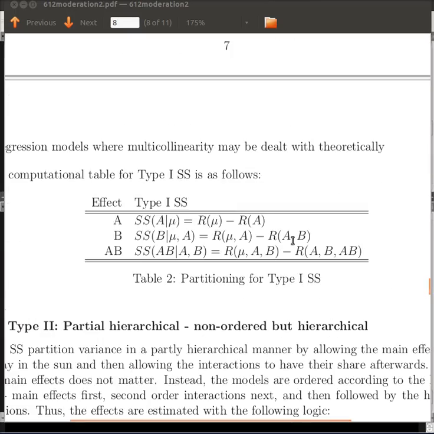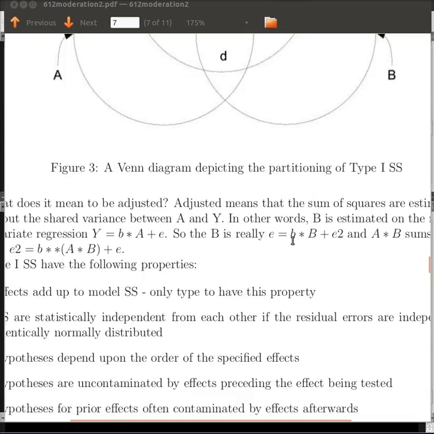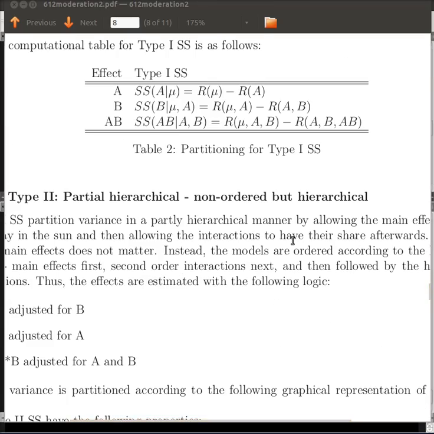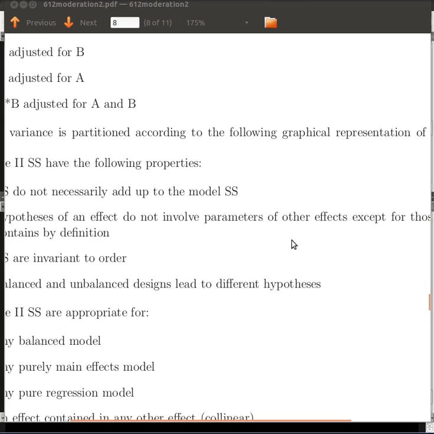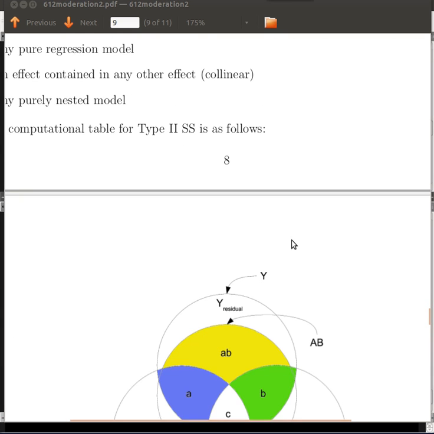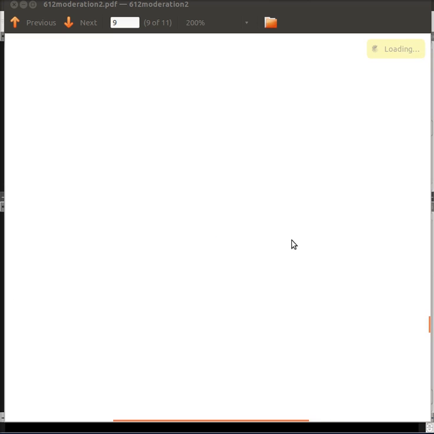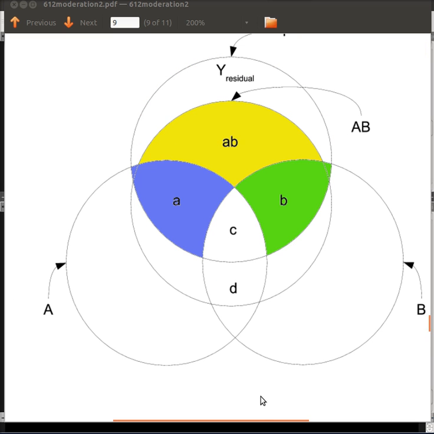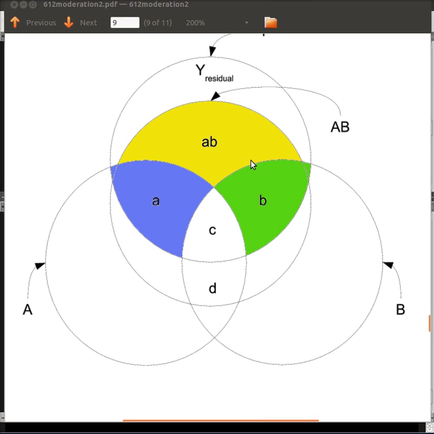Type 2, so again, this is a hierarchical test. Type 2 is a non-ordered hierarchical test. What that means is that any effect that's of the same level does not get preference over any other effect at the same level. And you'll see this is pretty obvious here. A and B are both main effects, so they don't get preference over one another. And what happens is any shared variance gets cast away. So there's just unique variance that's attributable to A and unique variance that's attributable to B, and then the residual is attributable to the interaction.